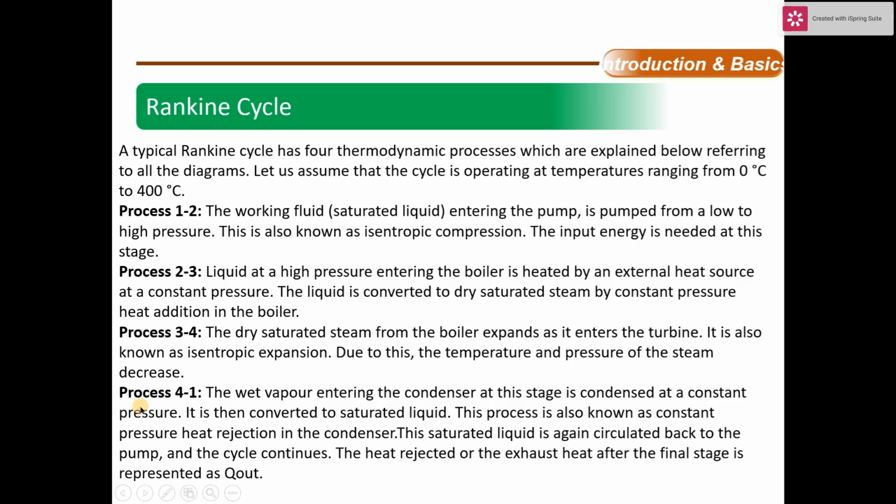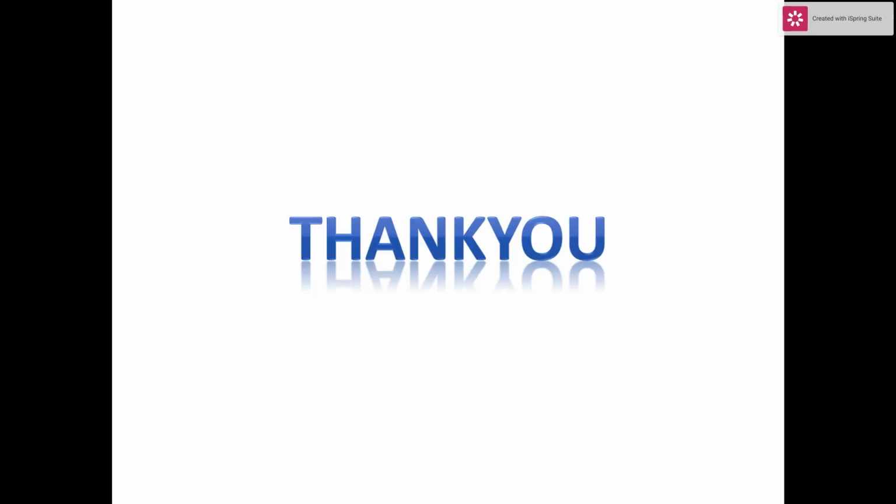Process 4-1. The wet vapor enters the condenser, and at this stage it is condensed at a constant pressure. It is then converted to saturated liquid. This process is also known as constant pressure heat rejection in the condenser. This saturated liquid is again circulated back to the pump and the cycle continues. The heat rejected or exhaust heat after the final stage is represented as Q out. Thank you.